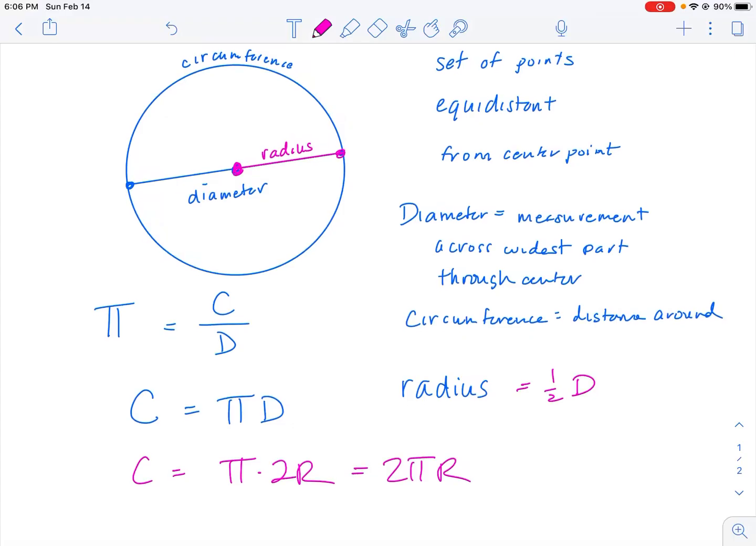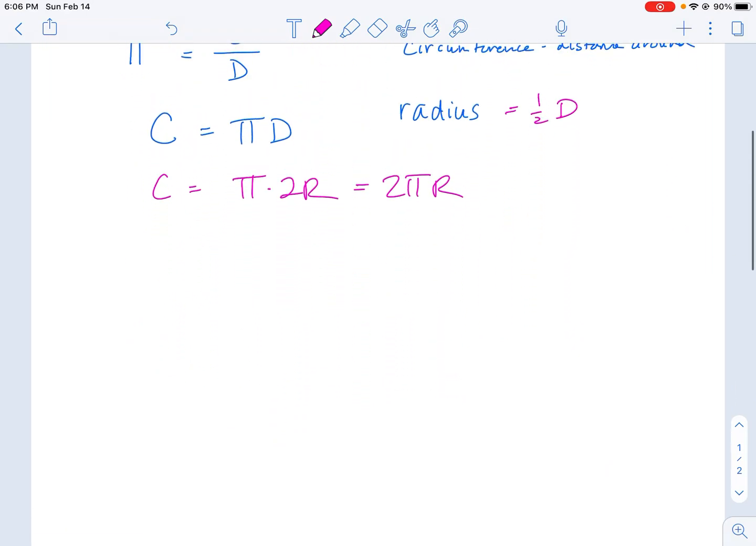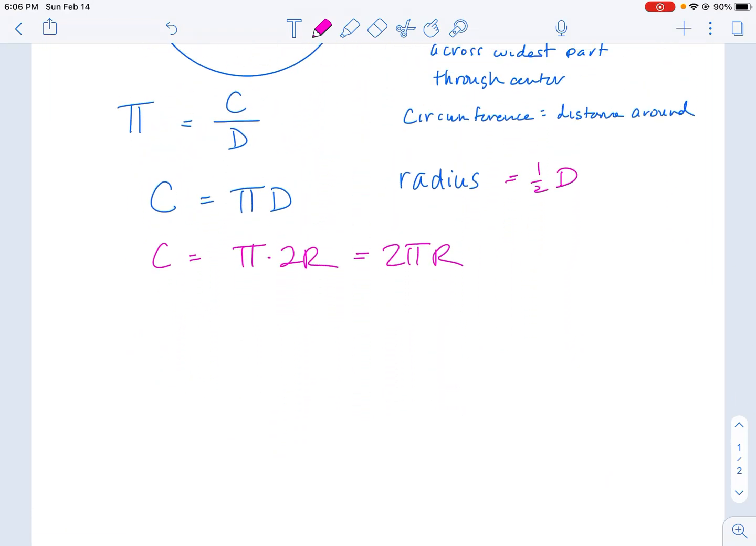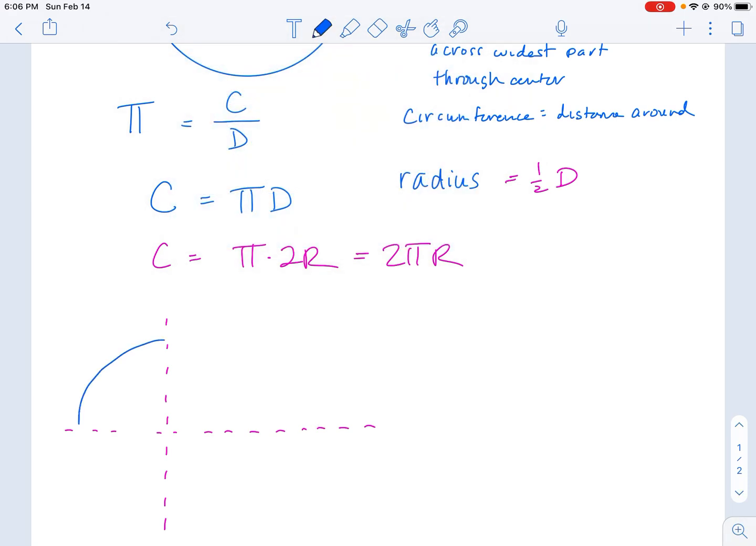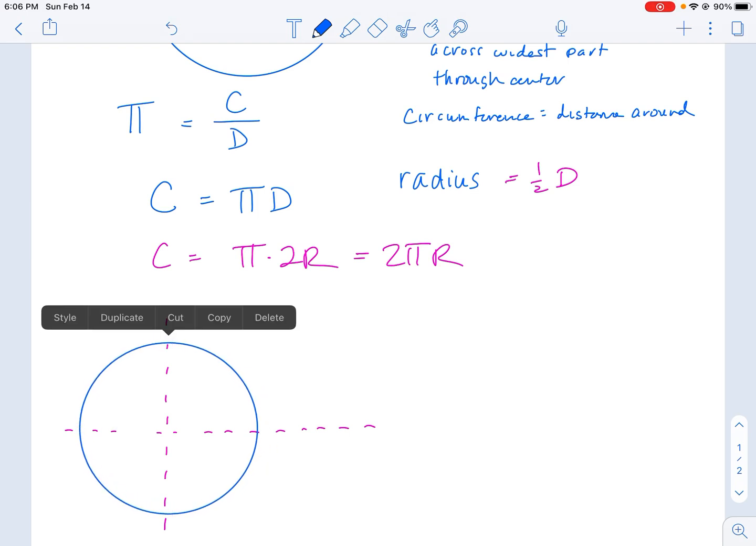Okay, so back to my pictures here. So we know that if I were to start on the coordinate plane, let me just start this over again. Okay, so let's put a circle on the coordinate plane, at the center at the origin. Let's see how close I can get here. That looks pretty good.